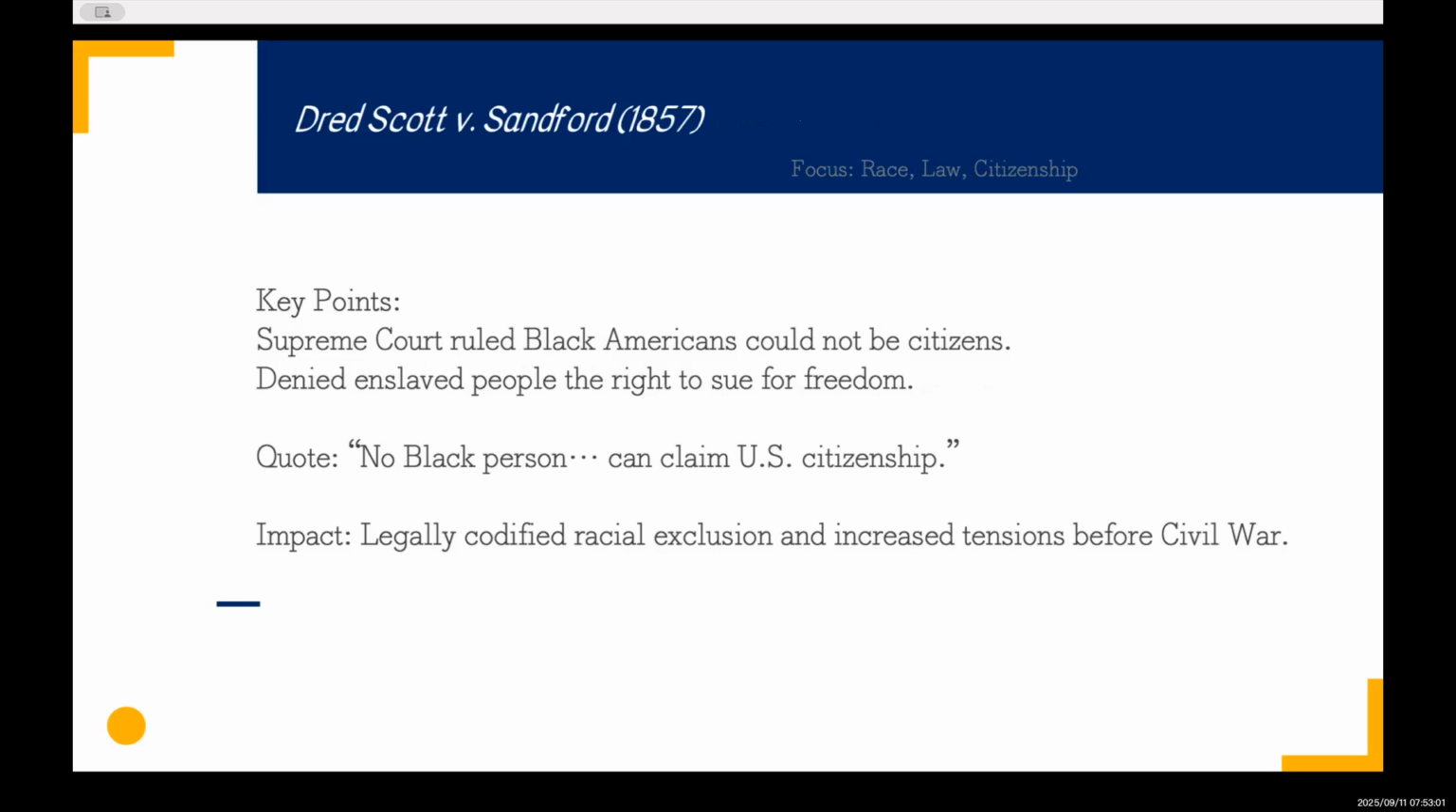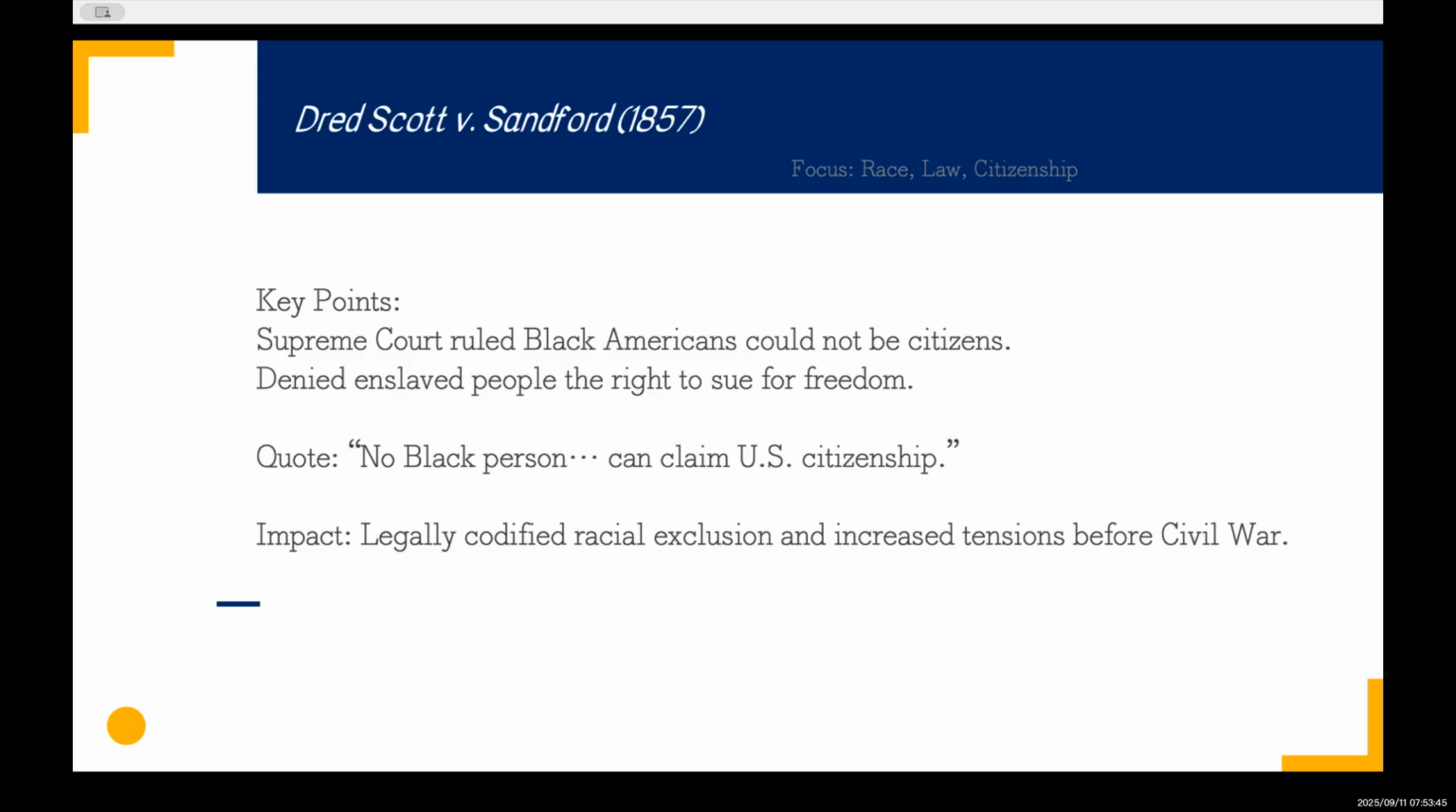And our fifth source is not a speech or a novel, but a Supreme Court decision, the Dred Scott v. Sandford from 1857. In this case, the court ruled that black people, whether free or enslaved, could never be U.S. citizens and therefore had no right to sue in federal court. Chief Justice Taney wrote that black Americans had no rights which the white man was bound to respect.